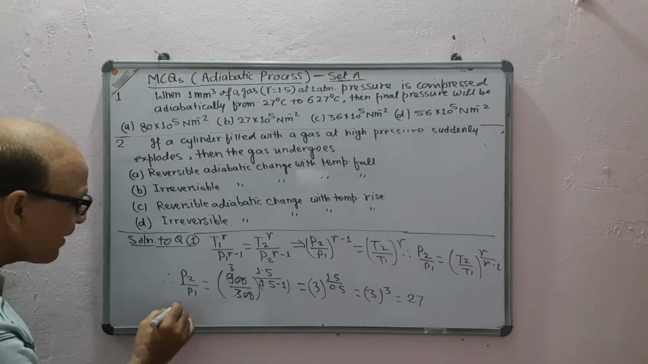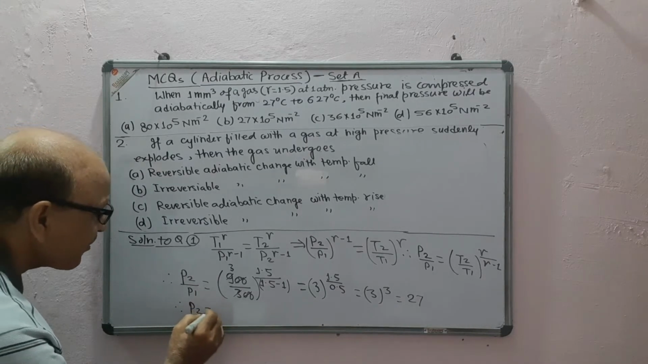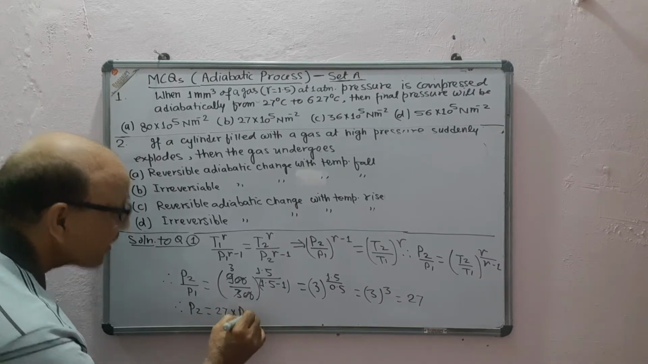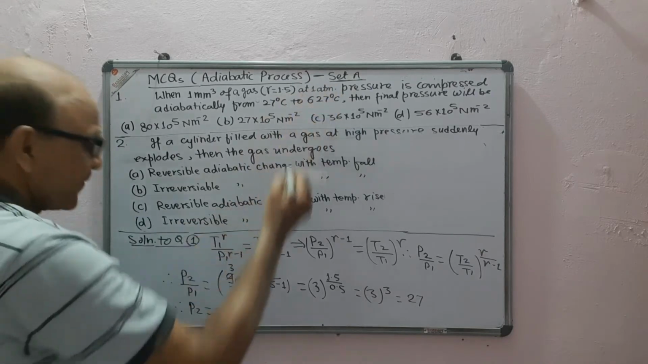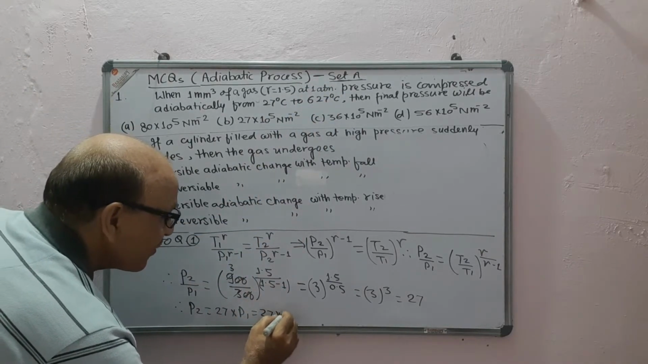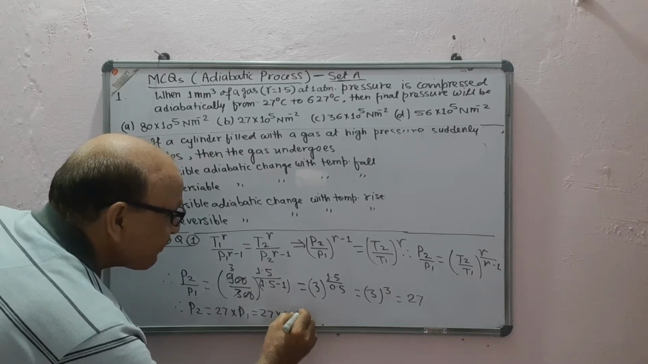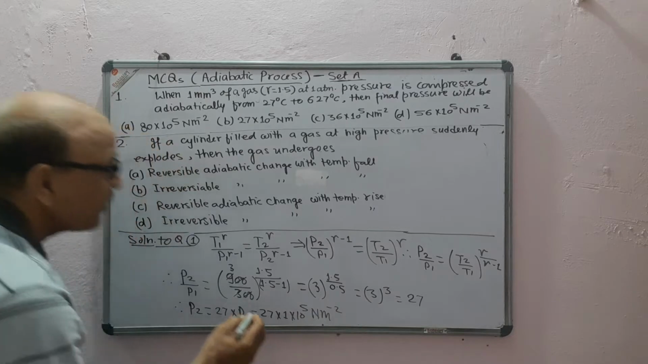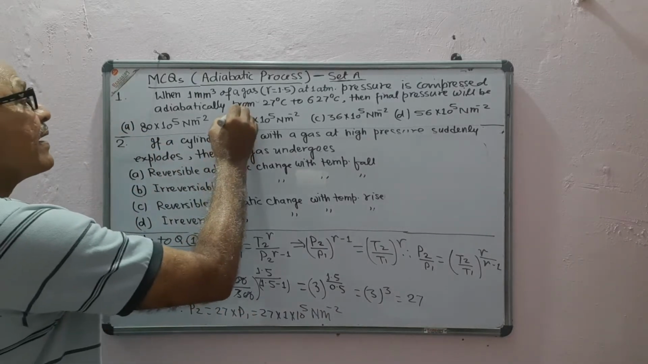Therefore, P2 will be equal to 27 into P1, and P1 is 1 atmosphere, approximately 27 into 1 into 10 to the power 5 Newton per meter square. So the correct answer will be B.